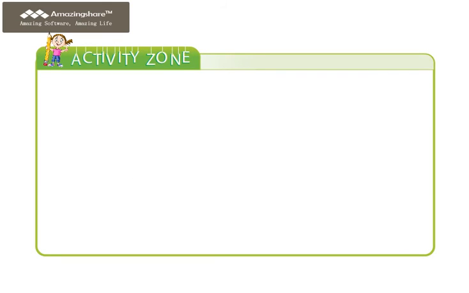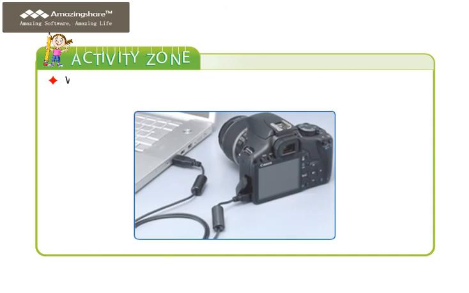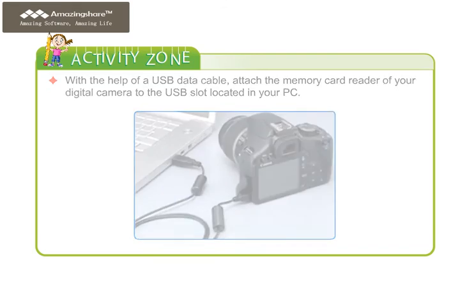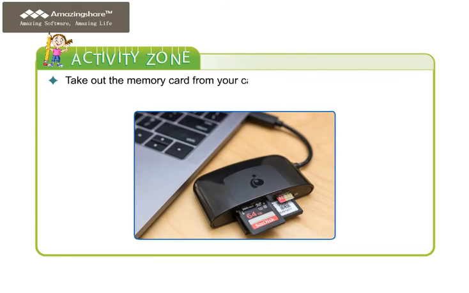Alright, let us understand this through an activity. How to transfer an image from a digital camera to your computer. With the help of a USB data cable, attach the memory card reader of your digital camera to the USB slot located in your PC. Take out the memory card from your camera and place it into the memory card reader.